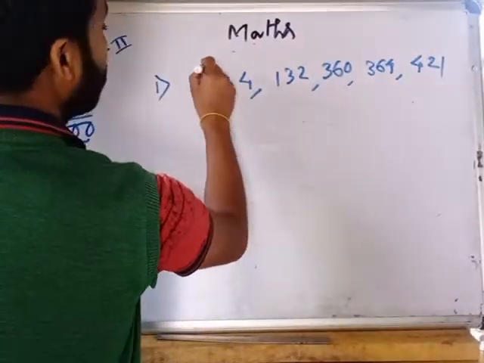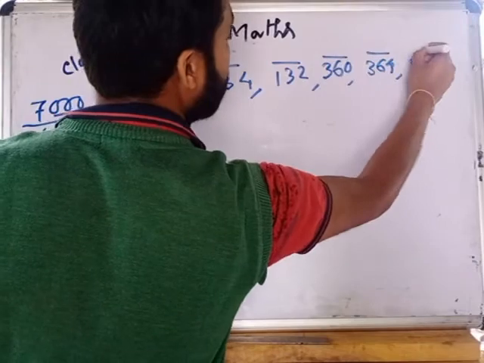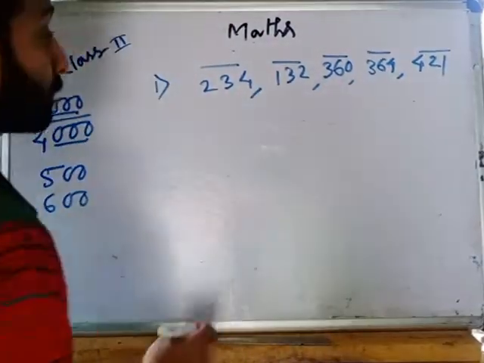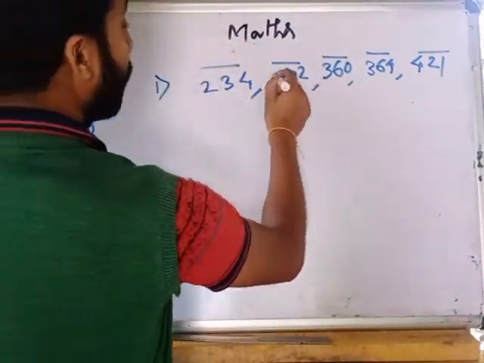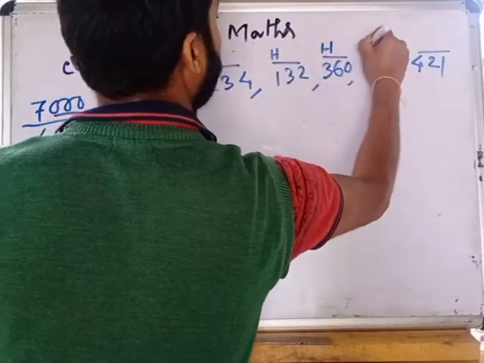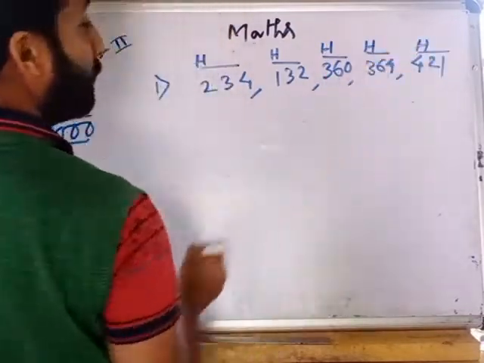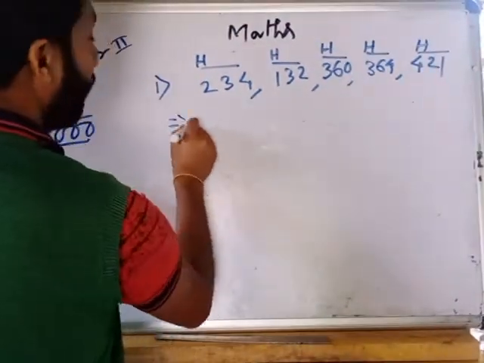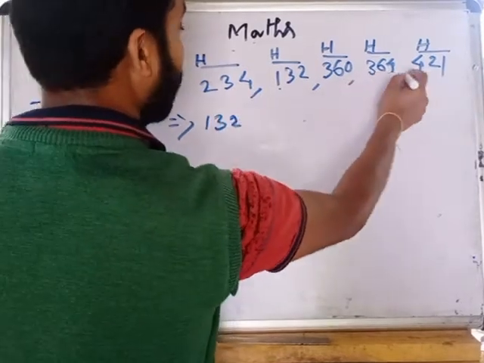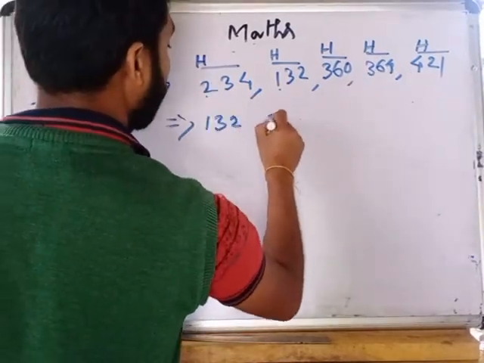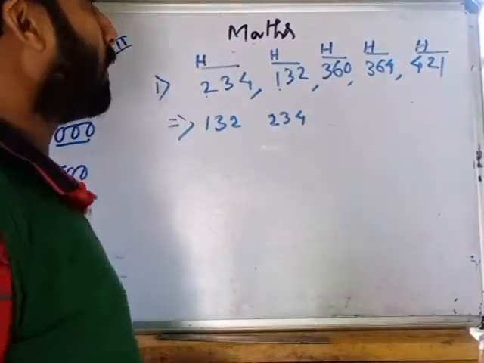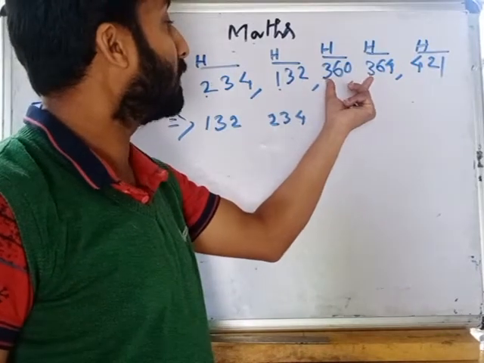Here is 3 digits, 3 digits, 3 digits, 3 digits, 3 digits. That means the number of digits is the same. On that time, we should look at the 100th place digit. According to the 100th place digit, we should decide. Here is 1, that means this one is the smallest. After that 2 is here, that means 234. After that 3. Both numbers have 3 at the 100th place.